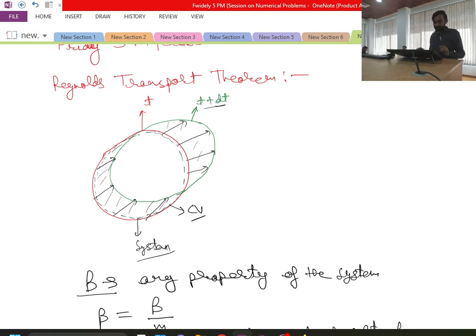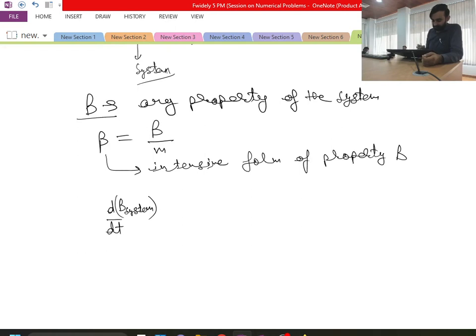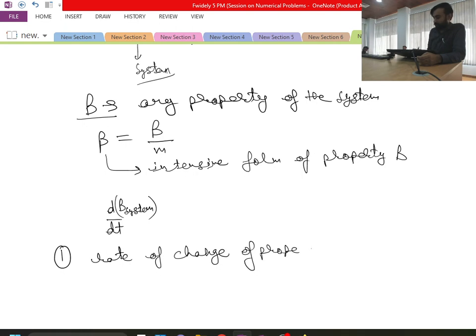So now the total change in property of the system will have two components. First is the rate of change of property within the control volume. What will be the rate of change of property within the control volume?